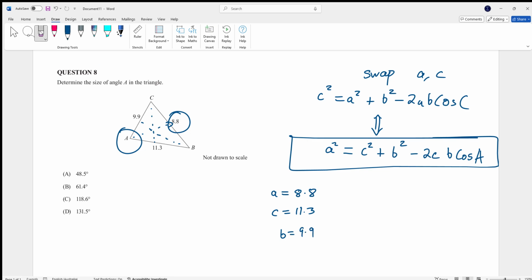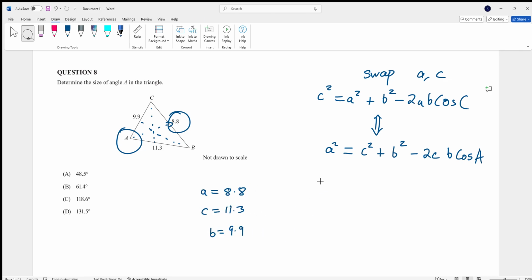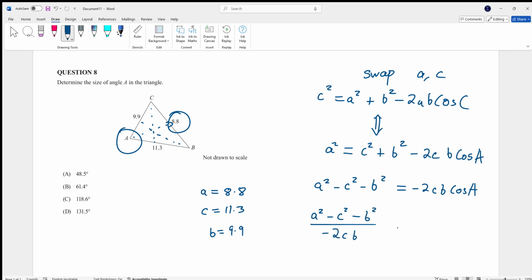Now all we have to do is rearrange to get the angle by itself. So that means pretty much moving everything. I'd move the c squared and the b squared across by subtracting them. So you get something like this. Then you would divide both sides by it. So you get a squared minus c squared minus b squared over negative 2cb equals cos A.